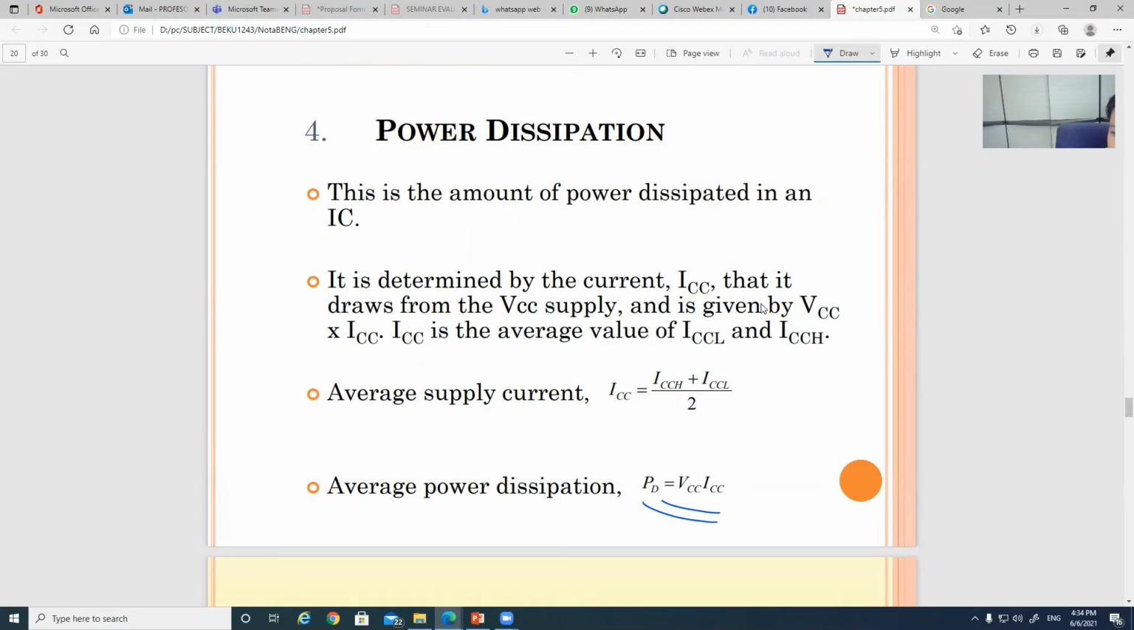So how to get the ICC? Actually, ICC is the average value of the low and high. So this one for low, this one for high, and another one for the low. Divide by 2, you can get the average power supply. The average power supply multiplied by VCC is the average power dissipation. So this is the power dissipation.